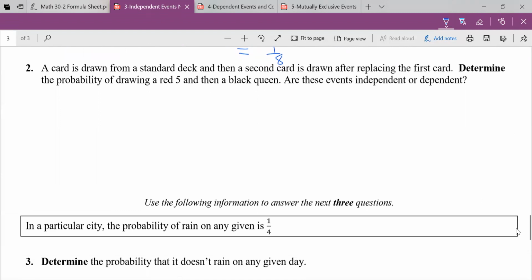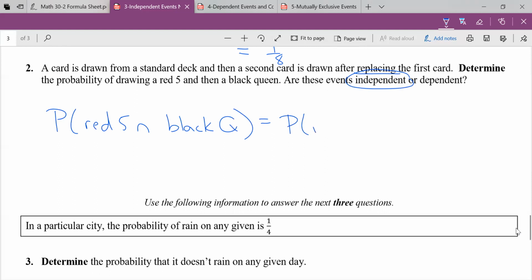Try another one. A card is drawn from a standard deck of cards, so 52 cards, and then a second card is drawn after replacing the first. The probability of drawing a red 5 and then a black queen. Are these events independent or dependent? Well, since we replaced it, it is independent. Since it's independent, what I can do again is find the probability of the first, find the probability of the second, and simply multiply those things together.